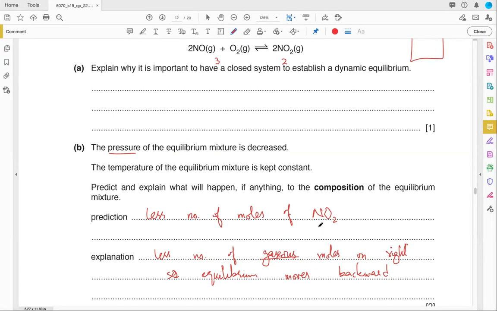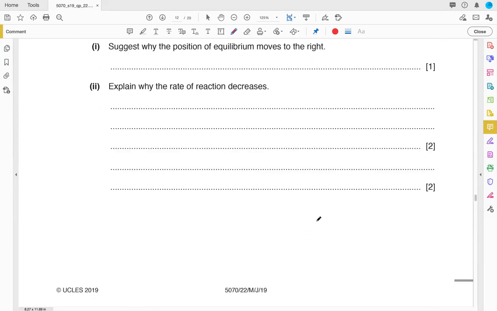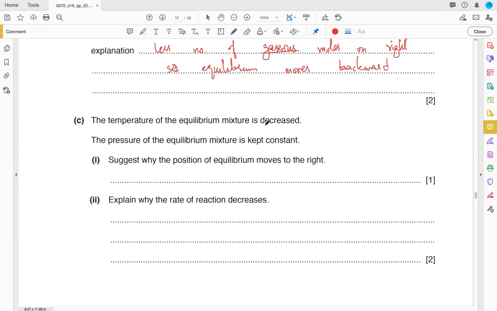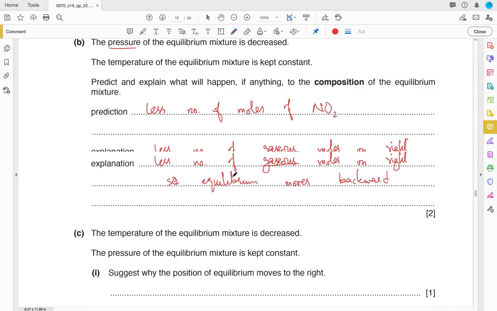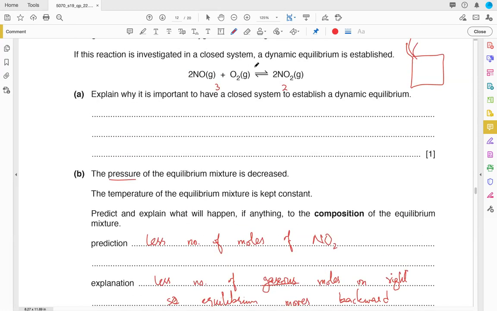All right. Moving on. The temperature of the mixture is decreased. So they're decreasing the temperature. The pressure is kept constant. Okay, so now the pressure is the constant one and temperature is decreased. We do not know whether this is exothermic or endothermic, but what we do know is that temperature is decreased, which means particles have less kinetic energy. Suggest why the position of equilibrium moves to the right. So this is telling me that it has moved to the right.